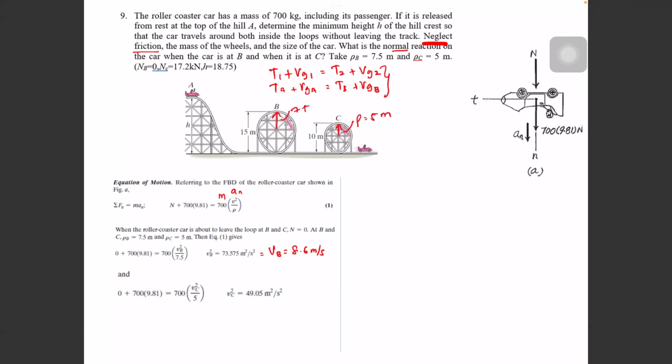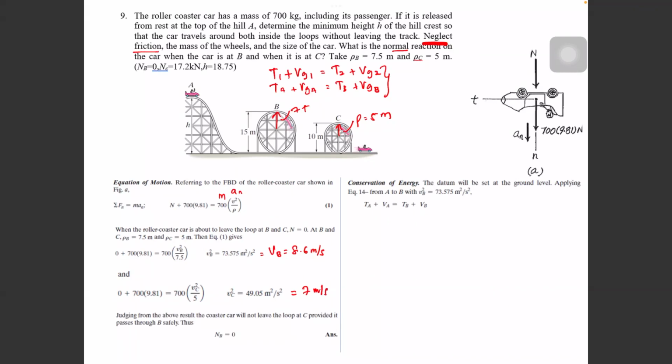Okay, so the difference is in rho. So you can calculate VC is equal to 7, right? 7 meter per second. Okay, so looking at both of these, judging from above result, the roller coaster will not leave the loop at C if it passes through B safely. Okay. So for it to reach C, it must pass through B first. Okay, it must pass through B before it can reach C.